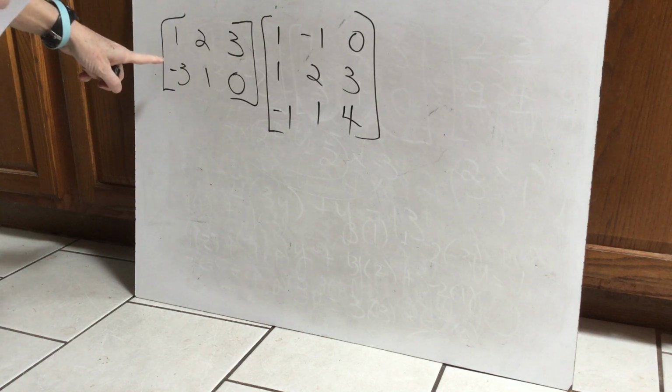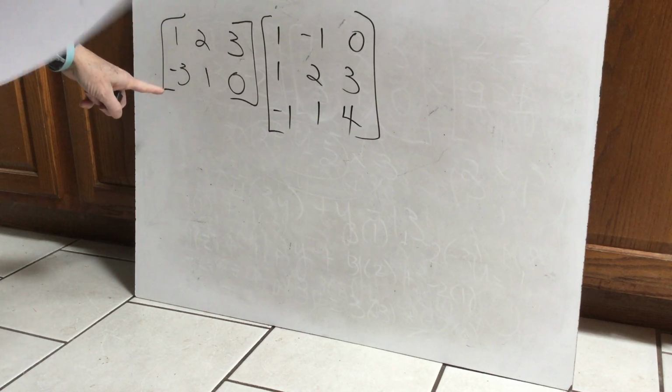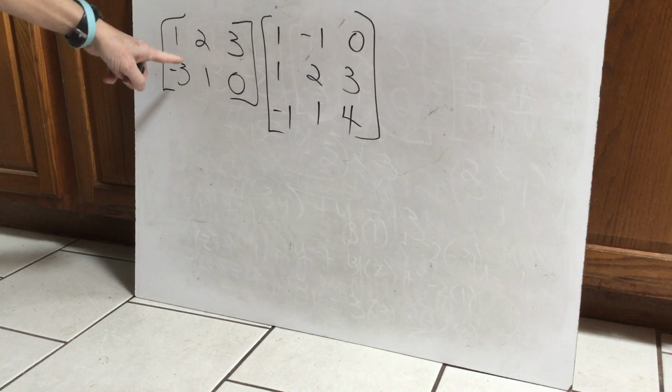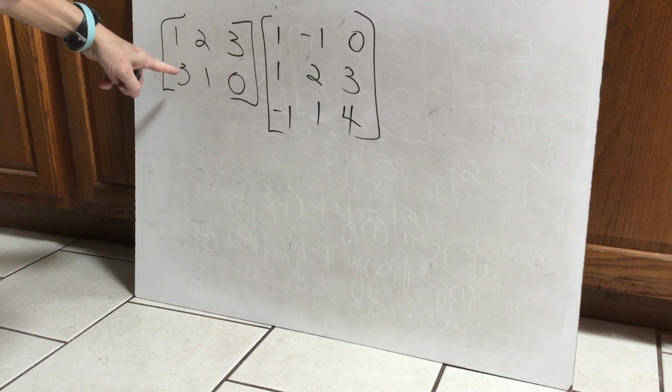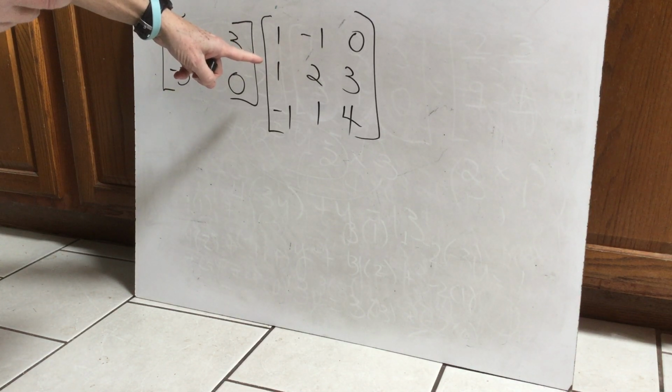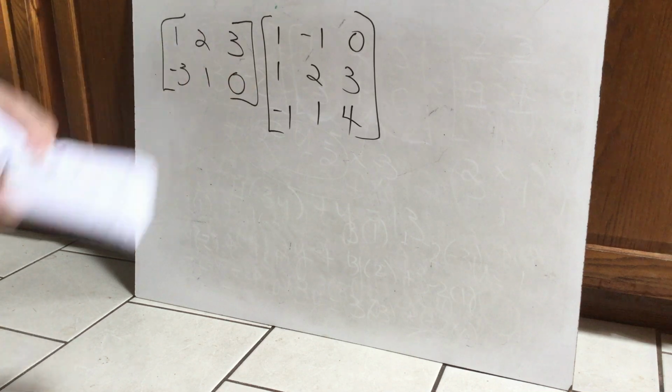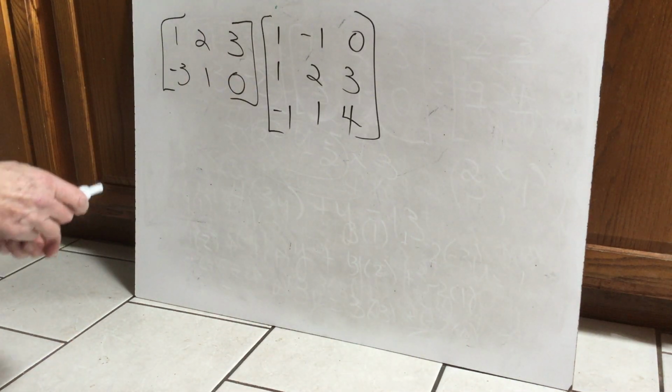This is matrix G. I'm doing problem E. This is matrix G, and this is matrix E, if I've copied it correctly. And I'm going to see if I can multiply them.